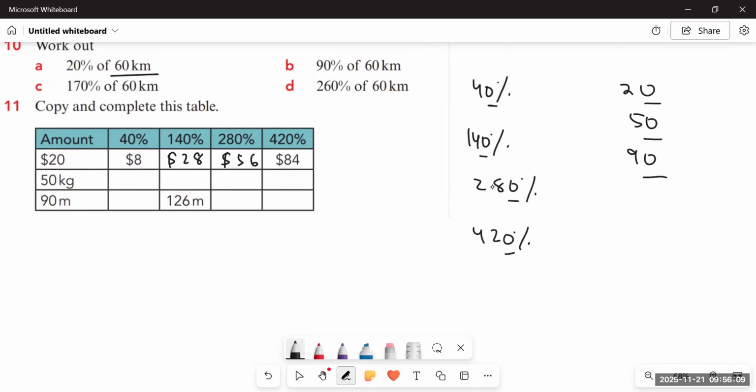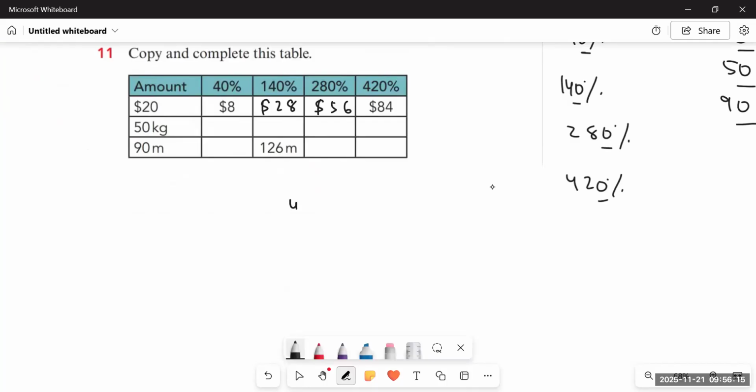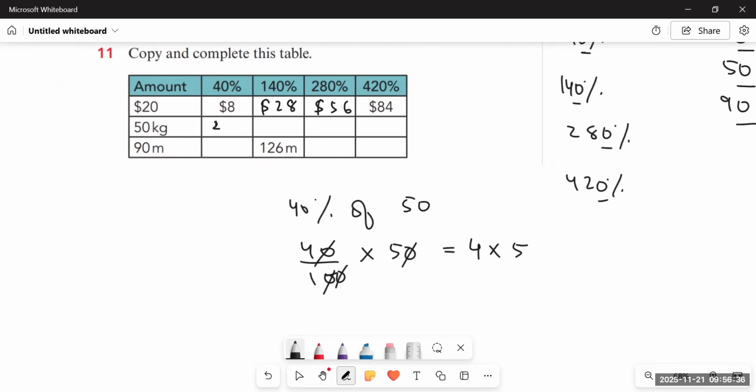Okay. And if you find it difficult, students, you can use the conventional method, which says that if you have to find out the 40% of 50, it would be 40 upon 100 multiplied by 50. That's what we have learned in the earlier grades as well. 0 cut 0, 0 cut 0. Then we are left with 4 multiplied by 5. So it would be 4 fives are 20. That's 20 kgs. For the second one, it would be 14 multiplied by 5, and that's 70 kgs.